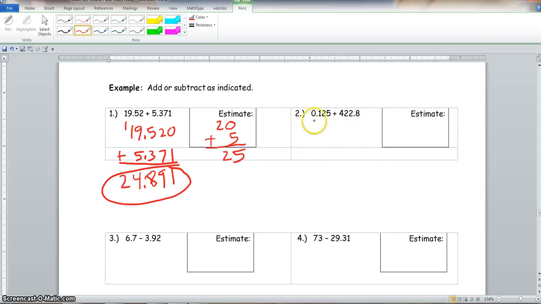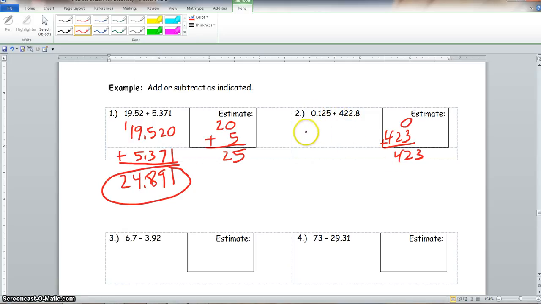Okay, for number 2. We have 0.125. If we estimate this to the nearest whole number, it'll be 0. And we have 422.8, which will estimate to 423. When we add these two together, it will give us 423. So our answer should be close to 423.